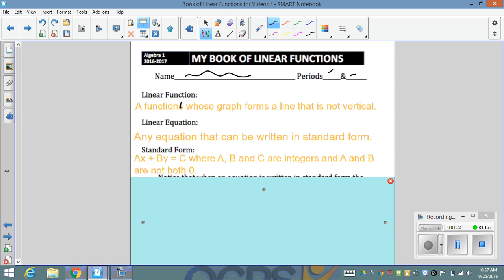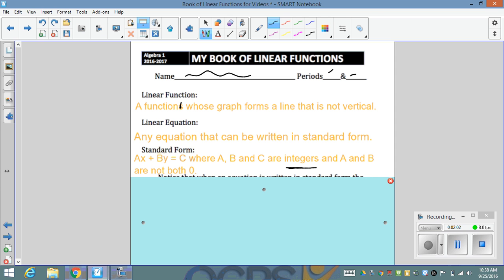So our formal definition of standard form: ax plus by equals c, where a, b, and c are integers, and a and b are not both zeros. Let's talk about a couple of pieces of those. First, integers. Remember, those are our numbers 0, 1, 2, 3, 4, and then the negatives, -1, -2, -3, -4. And then a and b cannot both be 0. A can be 0 or b can be 0, but they can't both be 0.